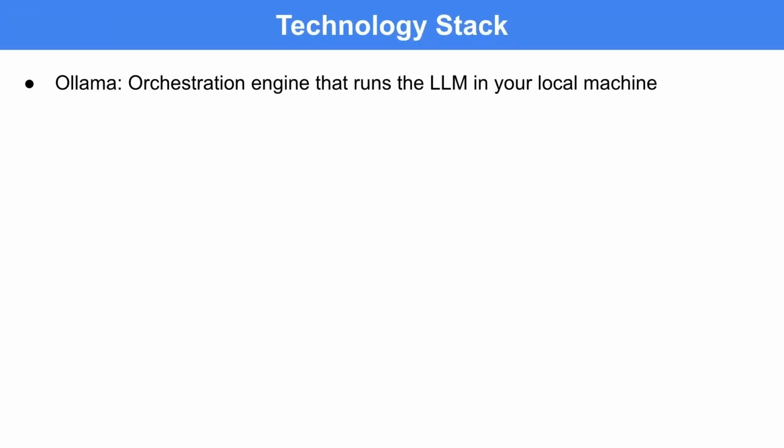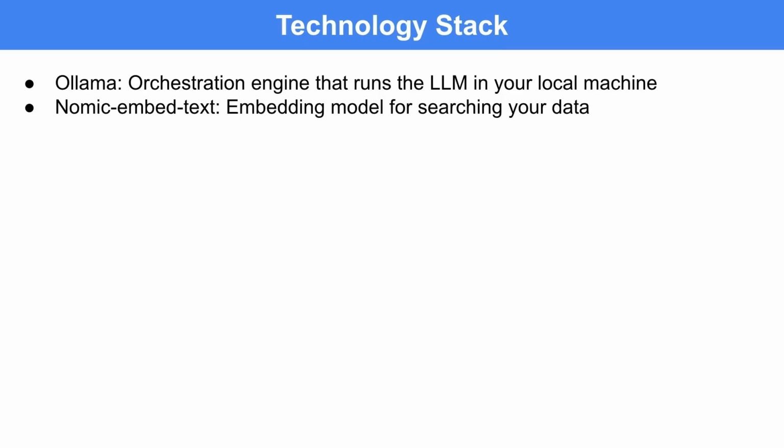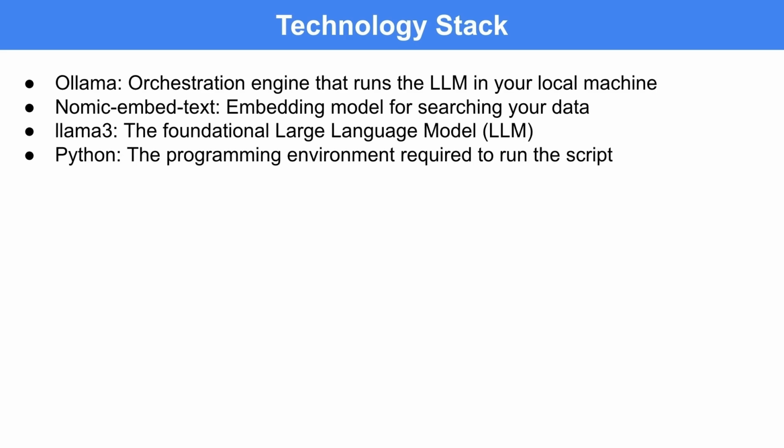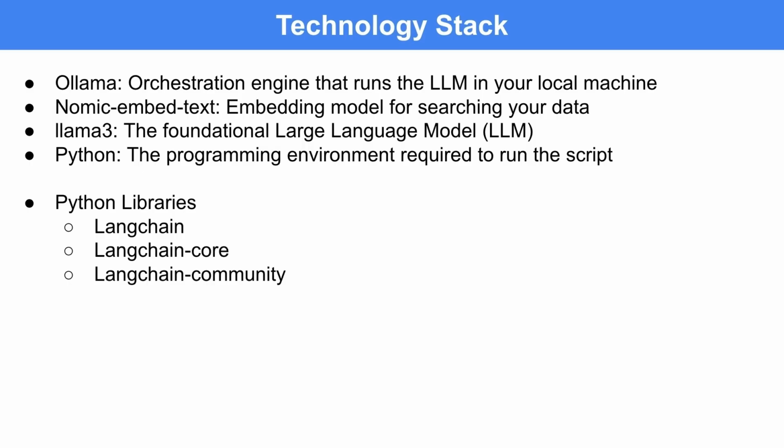Ollama, a lightweight desktop application and background service that downloads, orchestrates, and runs LLMs and embedding models entirely locally on your hardware. Nomic Embeddings, a high-performance local embedding model used to transform your PDF document text into vector math chunks. Llama 3, the foundational large language model, LLM, responsible for synthesizing retrieved context and generating an intelligent answer. You can use other free models like Gemma 4 by changing the LLM name in the script.